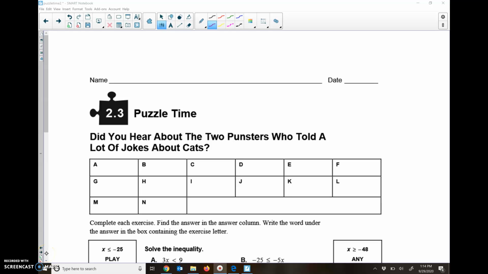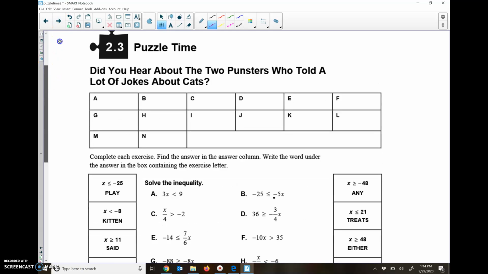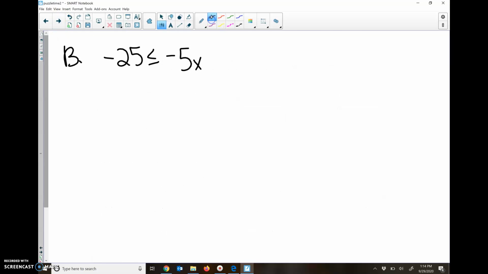So the joke for this one is, did you hear about the two punsters who told a lot of jokes about cats? All right, there's not a lot of room on this one, so I wrote the problems down on a new page that we'll look at.